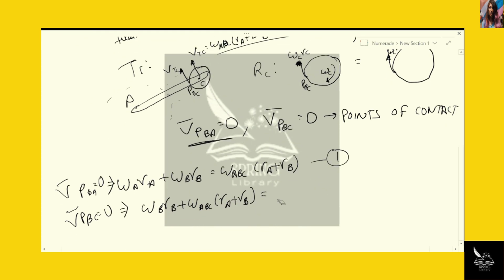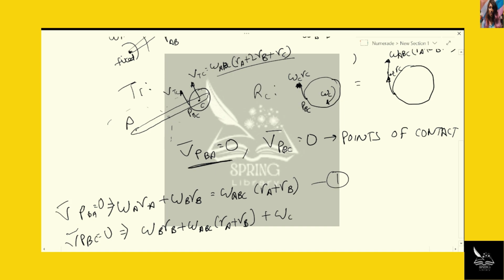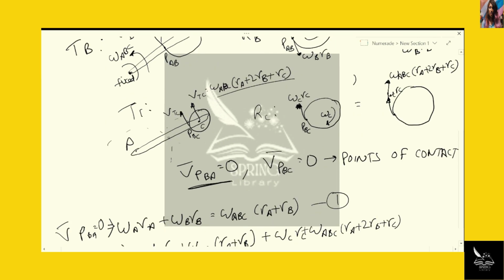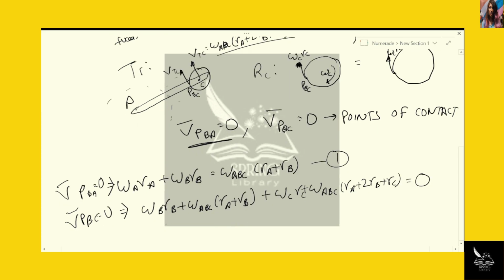Since they're all pointing along the same direction, we'll write plus omega C RC plus omega ABC RA plus 2RB plus RC. According to our assumed direction, they're all in the same direction, but we know that the total velocity has to be 0. So they all add up, but they add up to 0. This automatically tells us that one of these angular velocities has to flip. So let us analyze which one has to flip.